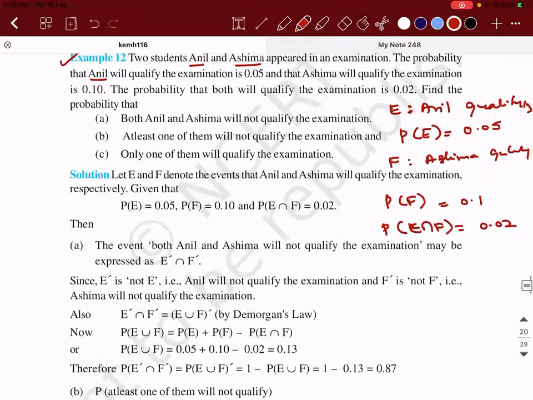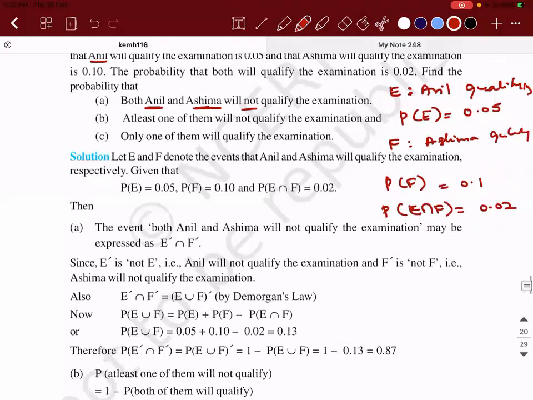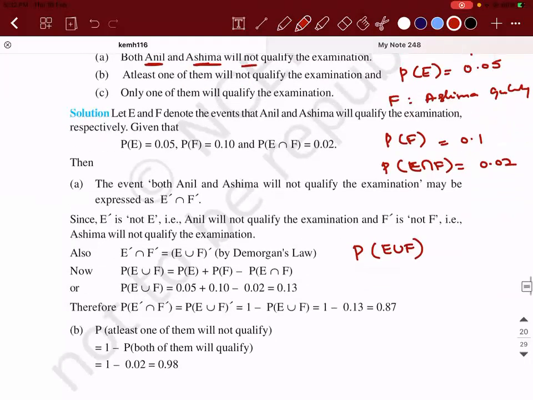So what is the probability that both Anil and Ashima will not qualify? So probability of E union F. What is the probability of E union F, guys? I gave you the formula already, right? P of E union F is P of E plus P of F minus P of E intersection F. That is the formula. But if I write it like E union F, what am I trying to say? E or F.